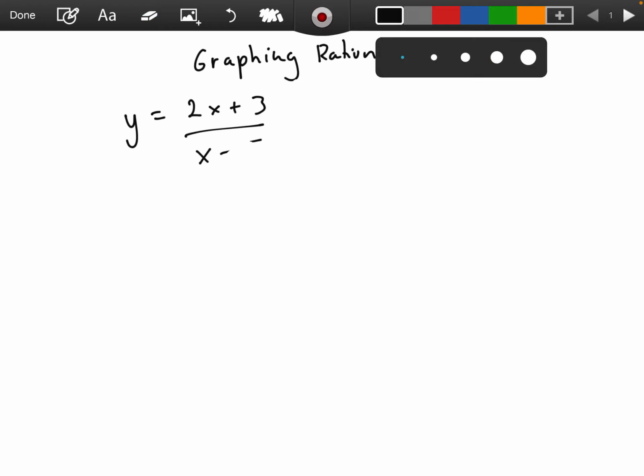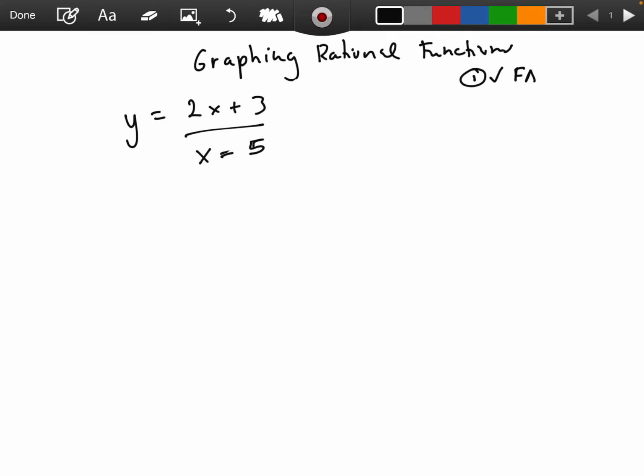So what we're trying to do here is to graph this, having a polynomial divided by a polynomial. And we have to follow a set of steps. The first thing we want to do is check to see if both the numerator and the denominator are factored. That's our first thing we have to check. And yes, these are factored. I can't do anything to those.